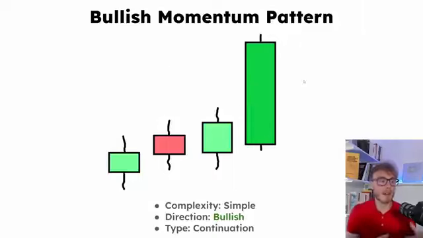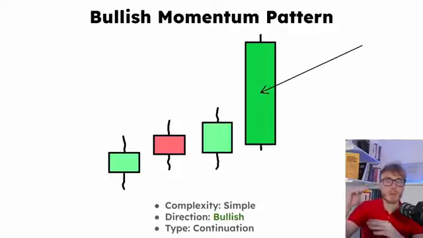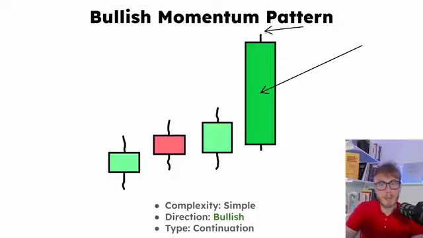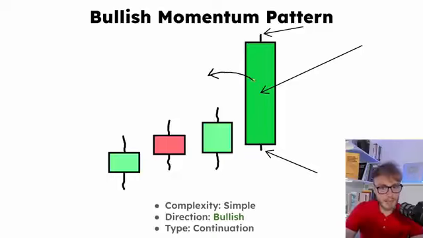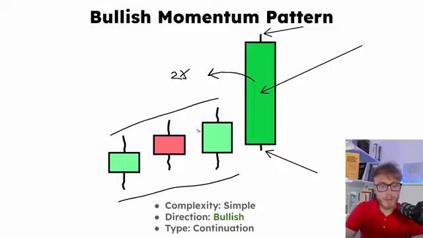And how do we identify this pattern? Well, what we're looking out for here is a strong green candle, so we want the real body of the candle to be very long. The upper wick, we can have an upper wick and we can have a longer wick, but for the momentum pattern I actually prefer if we have shorter wicks, but we can have longer wicks as well. But the most important part about this pattern is that we want this candlestick right here to be at least 2 times as large as the real bodies of the previous candles.